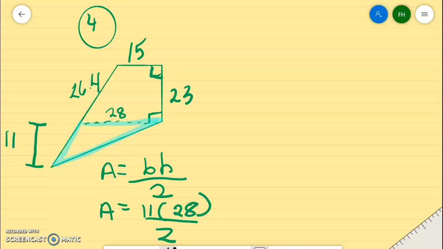So when you do that, you get 154 square feet.